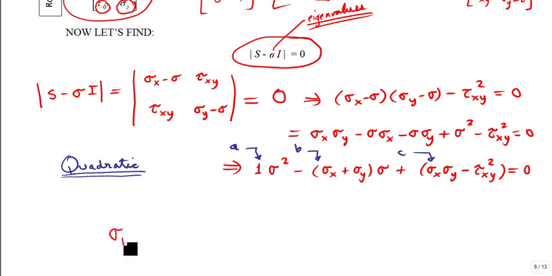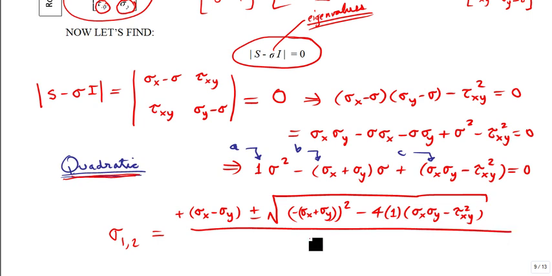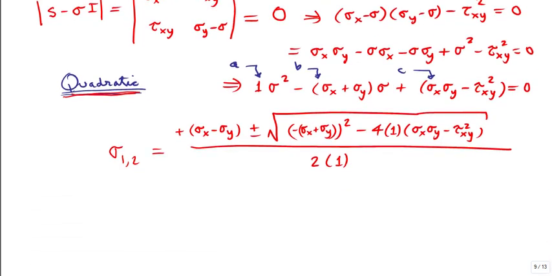So the eigenvalues are sigma, there's two of them. Again, if you don't know why that is, please do check the quadratic formula video that I produced. I explained that there. So sigma 1 comma 2 is going to be minus b, so minus times that minus, it's going to be a, plus or minus the square root of b squared minus 4 times a times c, all over 2 times a. Okay? And if you go to solving this, you find something very important.